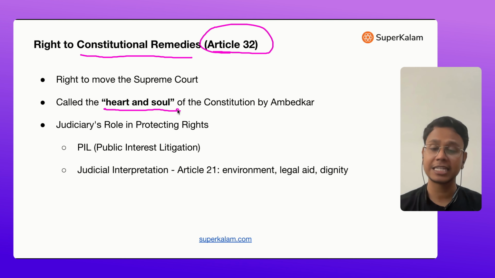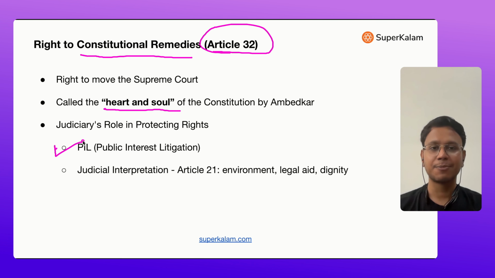There will be no enforceability. That's why this right enforces all other rights. And the judiciary has a very important role here. Now, there are multiple ways in which the judiciary protects the right through PILs. For example, in this Asian Games case, a PIL could have been filed, public interest litigation.